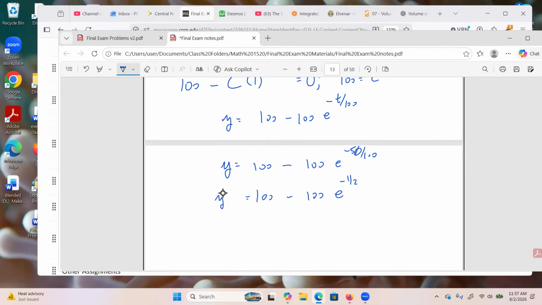I have my handy dandy TI-30X problem here. So I'm just going to take 100 minus 100 times second function natural log to the negative 0.5. Okay. And we end up with y is equal to 39.35 kilograms of salt. Okay, how do you know how many decimals to go?